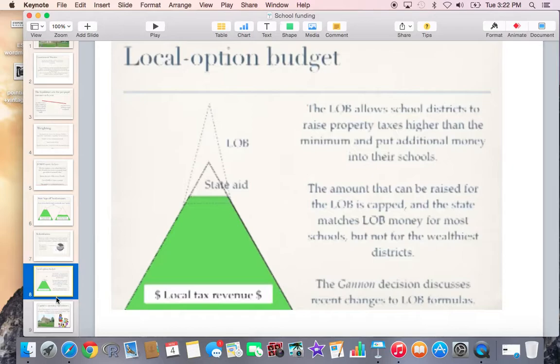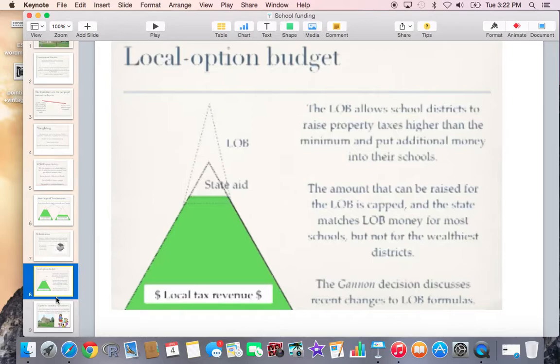If, on the other hand, a school district is in the bottom 75% of school districts in the state as classified by wealth, then not only can they raise an LOB up to 25% over the minimum, again coming from property taxes higher than the minimum mill levy, but if they're in the bottom 75% for wealth, then the state will match their LOB money through a state formula. So the wealthier school districts are on their own for LOB. The less wealthy school districts get a state match if they're willing to put additional money into the schools by raising property tax levies higher than the 20 mil minimum.